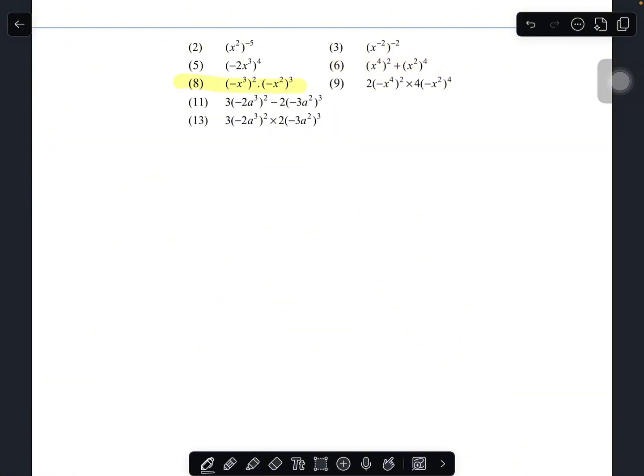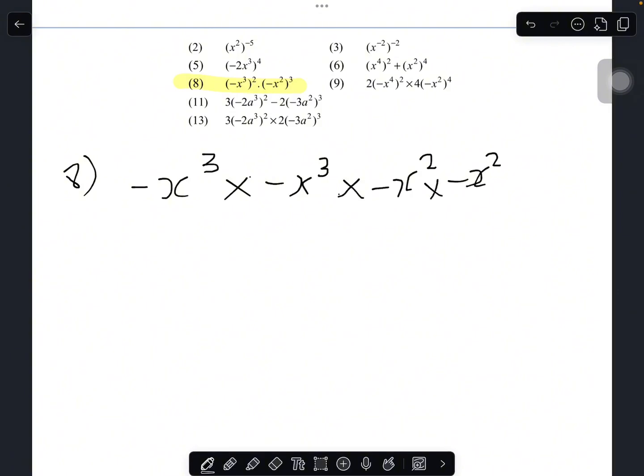Okay, now we're going to look at this number 8. And number 8 is slightly trickier because we're dealing with these negatives now. And when working with these negatives, if I had to expand this for number 8, I would then have negative x to the power 3 times negative x to the power 3 times negative x to the power 2 times negative x to the power 2 times negative x to the power 2.